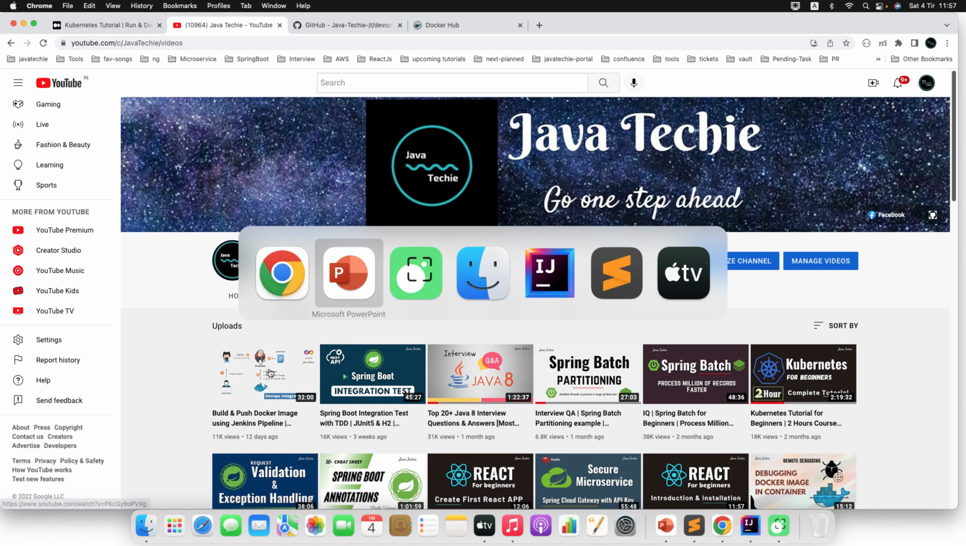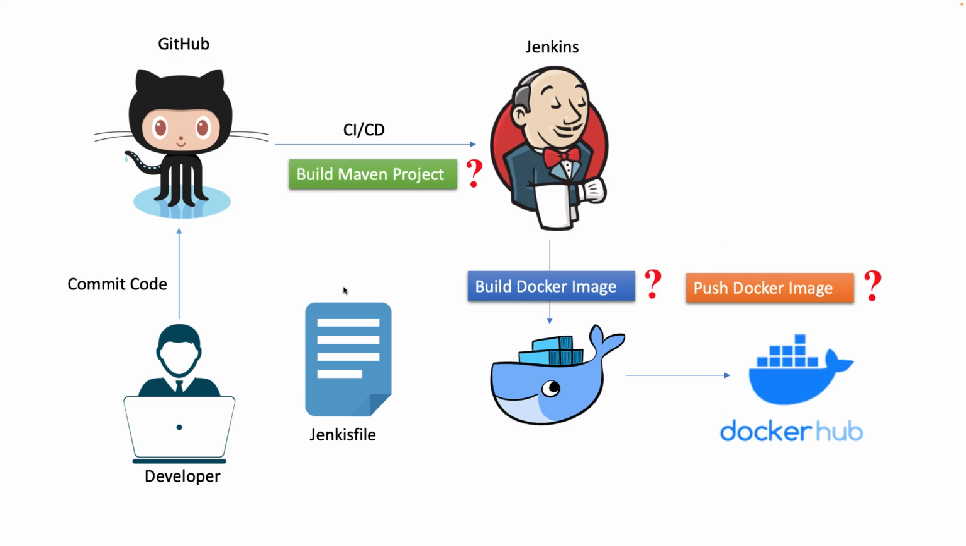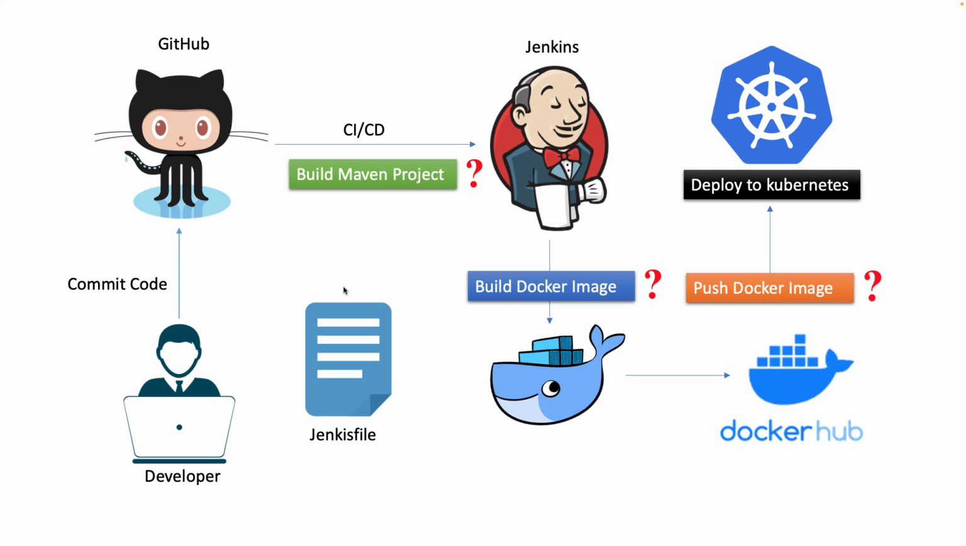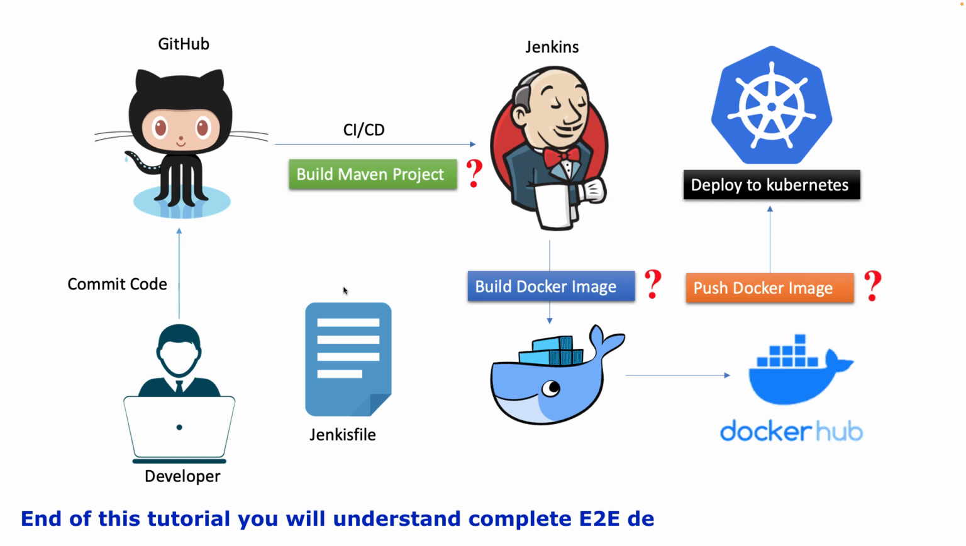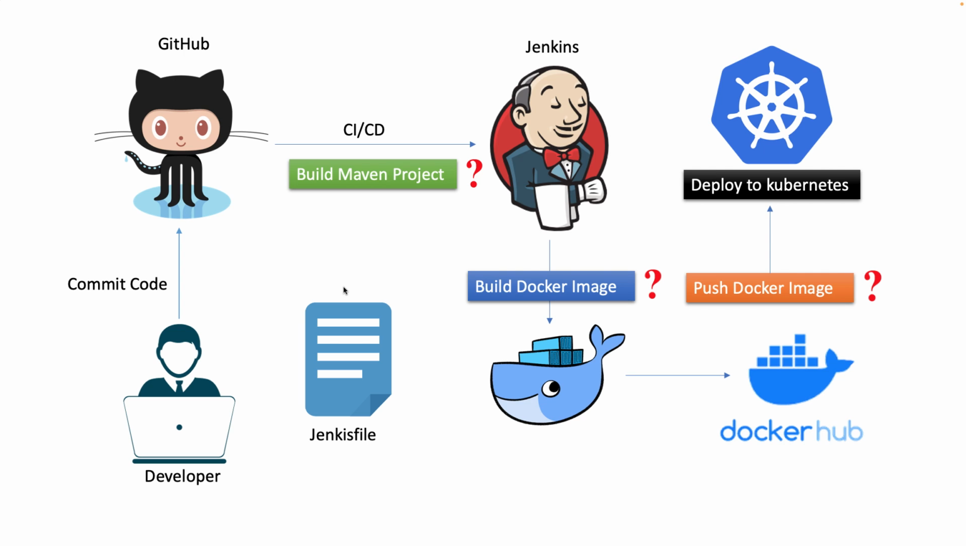Now let's move one step ahead and try to understand how to deploy a Docker image to a Kubernetes cluster using a Jenkins pipeline. We will follow the same declarative pipeline syntax approach. Before we start, I am assuming that you have basic knowledge of Kubernetes and its components. If not, first go back and check out my Kubernetes playlist, then come back to this tutorial. Okay, so without any further delay, let's get started.